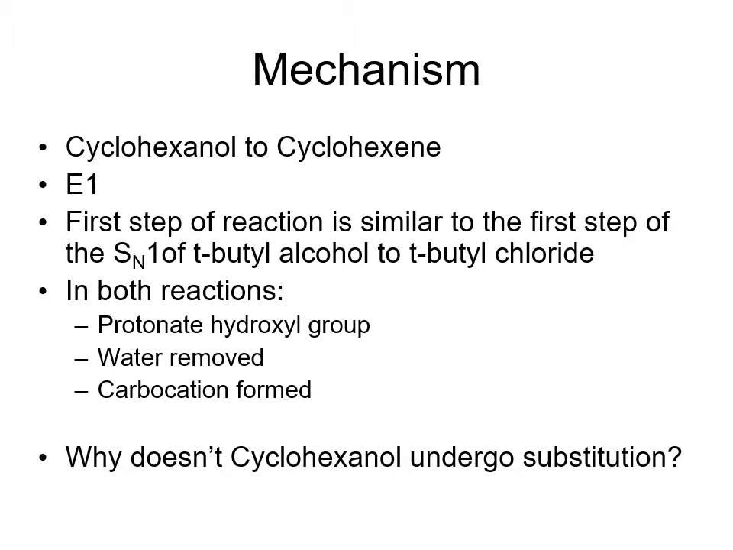As I mentioned earlier, we'll be going over the reaction of cyclohexanol to cyclohexene, and this will be done by an E1 reaction. The first step of the reaction is similar to an SN1 reaction that we did in a previous lecture, of tert-butyl alcohol to tert-butyl chloride. In both reactions, you protonate a hydroxyl group, which is the alcohol, and then water is removed and a carbocation is formed.